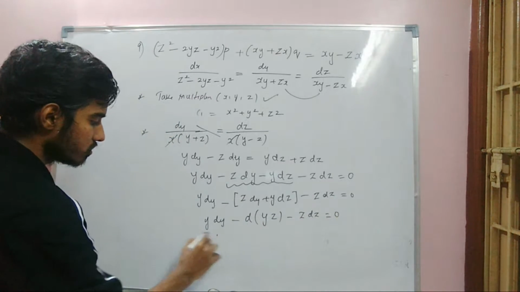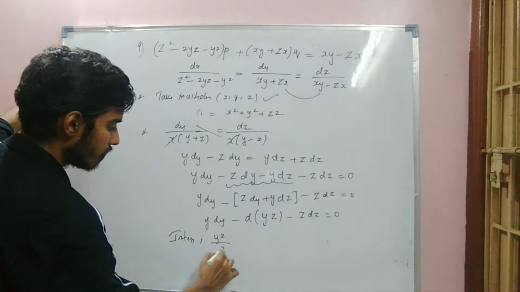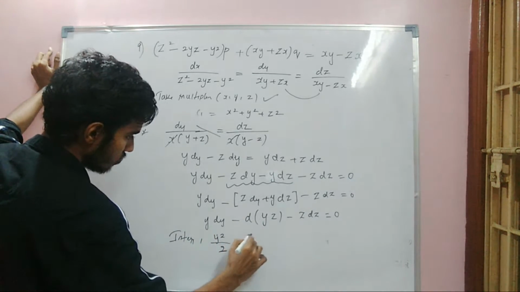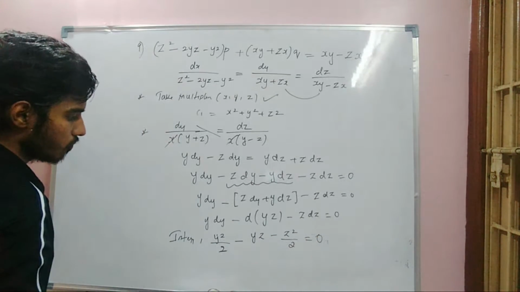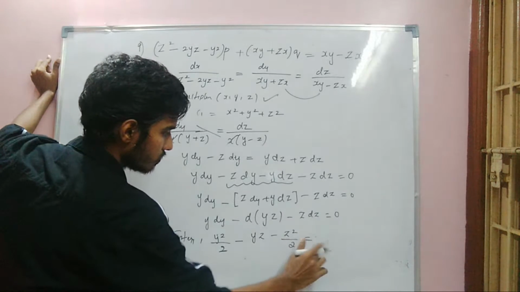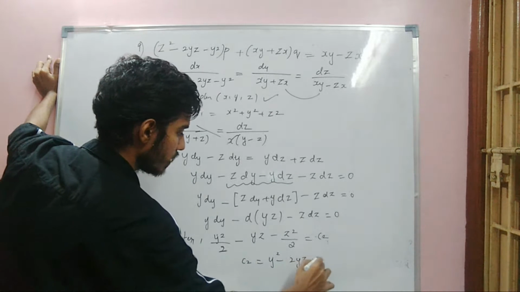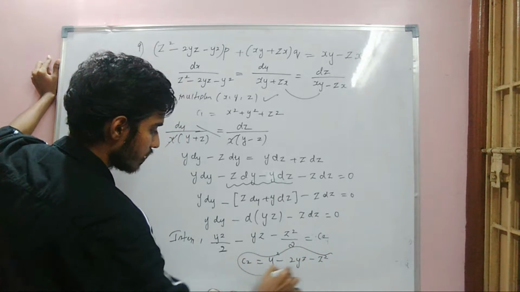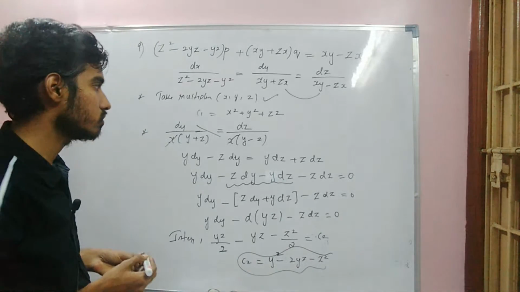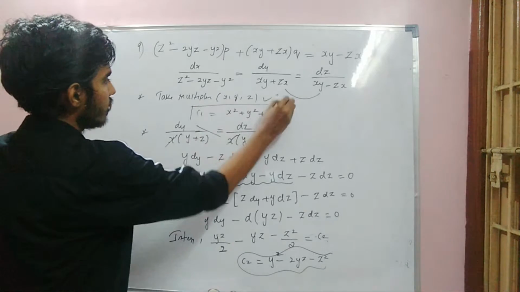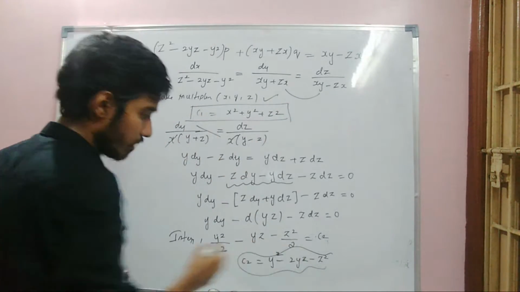So if I integrate this, we will have y square by 2 minus yz minus z square by 2 equal to 0, or else this will be equal to C2. So C2 will be equal to y square minus 2yz minus z square. This is also one of the solutions. If you found some other multiplier, that is also one of the solutions. So the first solution is x square plus y square plus z square, and then y square minus 2yz minus z square.